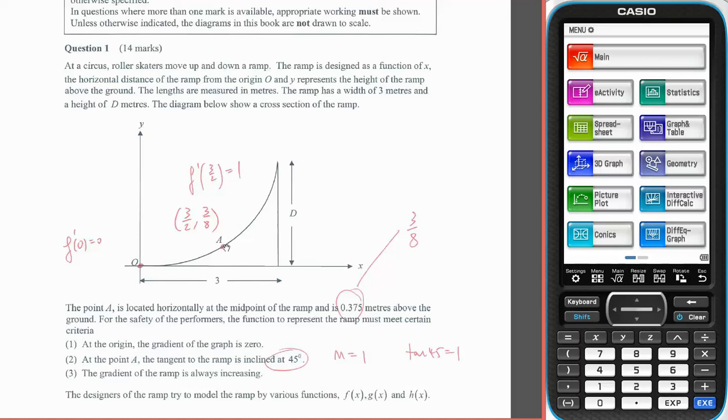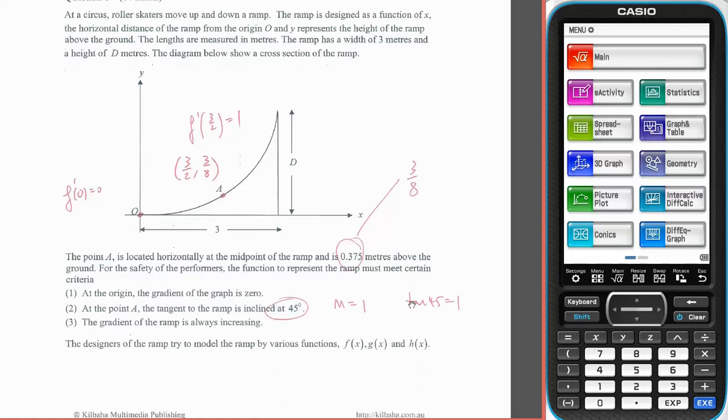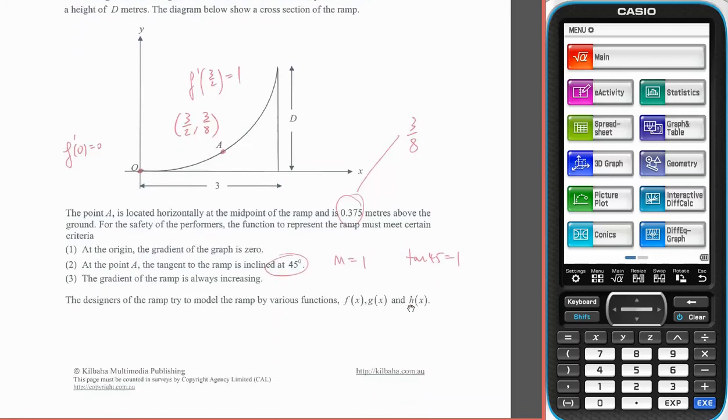So this is point A, which has to be at 3 on 2 because it's halfway, and 3/8 because that's what 0.75 is in standard form. And there are three conditions. The origin has to have a gradient of 0, therefore f dash of 0 equals 0. At point A the tangent has a ramp inclined at 45 degrees. Since the tan of 45 degrees equals 1, the gradient is 1. And the gradient of the ramp is always increasing, it's always got a positive gradient. So we're going to have f of x, g of x, and h of x to model this ramp.